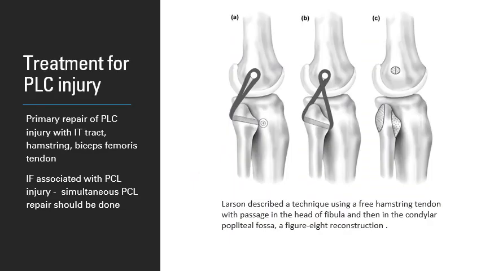Treatment for PLC injury: primary repair of PLC injury with IT tract, hamstring, biceps femoris tendon. If associated with PCL injury, simultaneous PCL repair should be done. Larson technique using pre-hamstring tendon with passage in the head of fibula and then in condylar popliteal fossa. Figure of 8 reconstruction is shown in this picture.